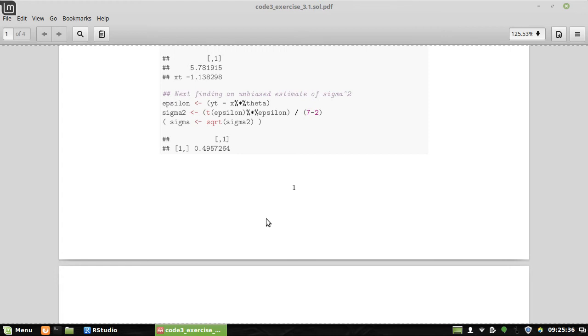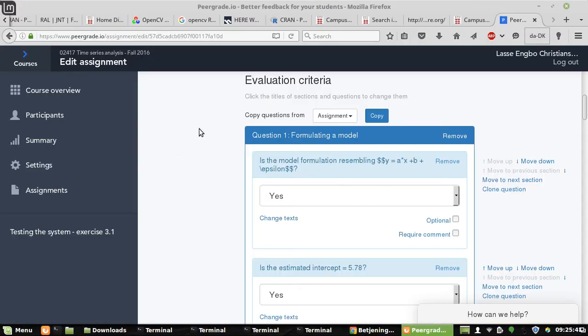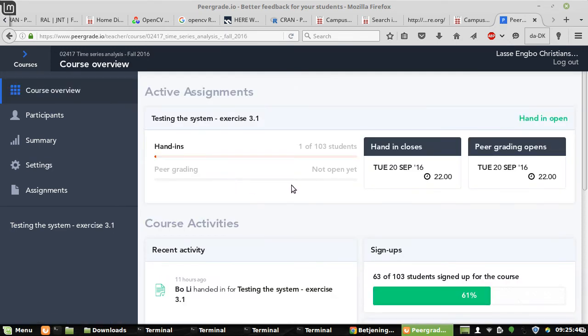I set this first one here. Let me look at the course overview here. So it closes the hand-in date on Tuesday next week. The reason for choosing that is that the peer grading opens at the same time, which means that you will have time to look into the system and try to peer grade each other before the lecture next week. And then we will make a short evaluation of that next week. So that's the time schedule.